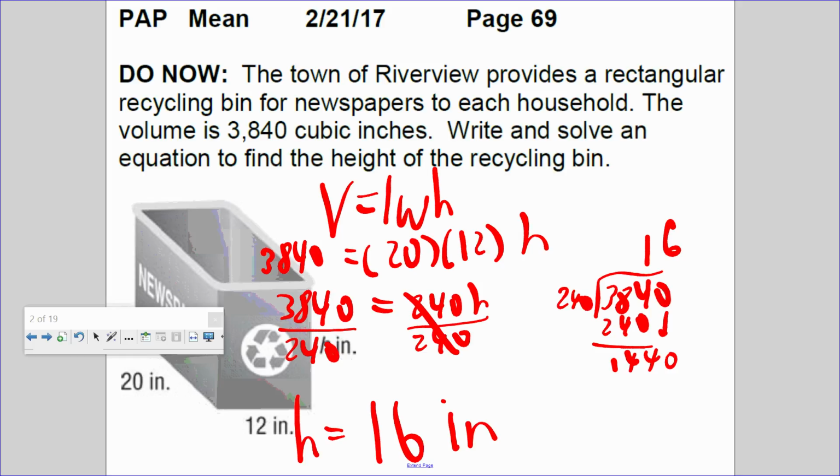To check your work, you can multiply 20 inches by 12 inches by 16 inches and get 3,840 cubic inches.